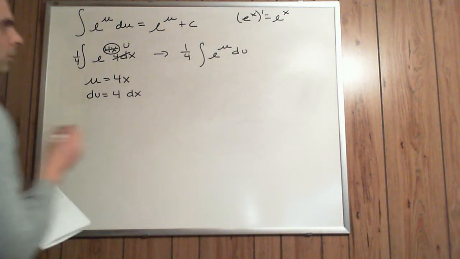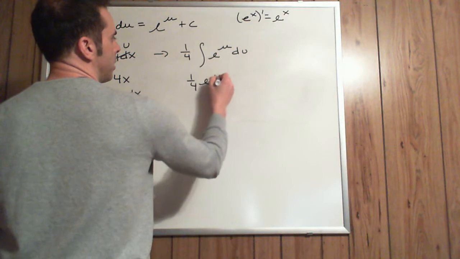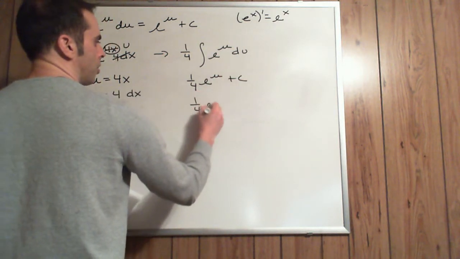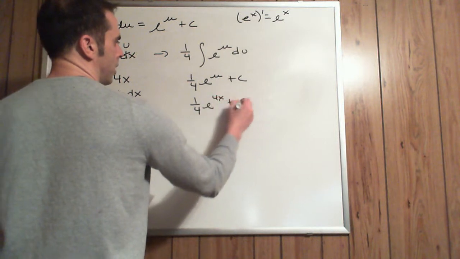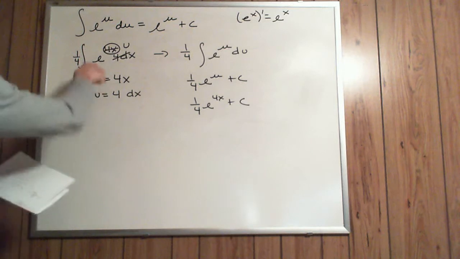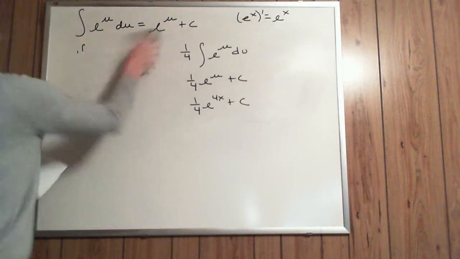And now the indefinite integral of e to the u is e to the u, so it would be 1/4 e to the u plus c. But u is 4x, so it would be 1/4 e to the 4x plus c. And obviously if we took this derivative, we'd get this function back right here.